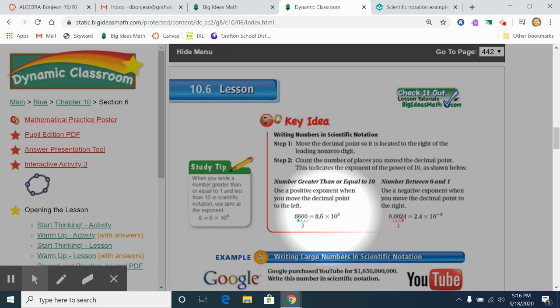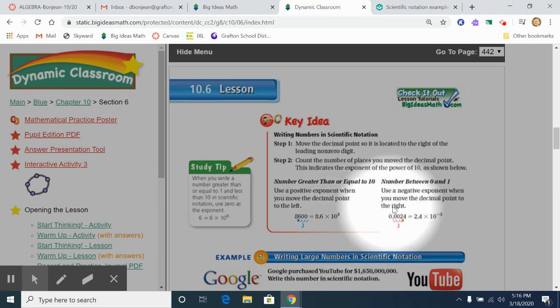All right, so the first thing we need to figure out is, where does the decimal need to move to? And then you're just going to count the number of spaces that you're moving it, okay? So let's remember this. If it's a larger number that we're representing, like 8,600, we're always going to use a positive exponent for that.